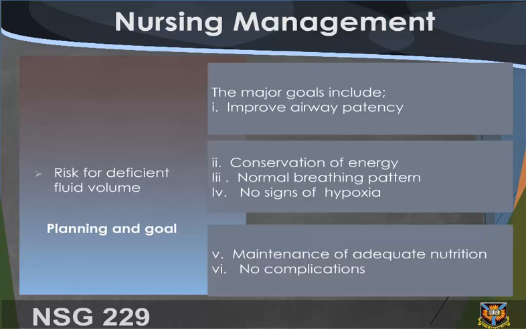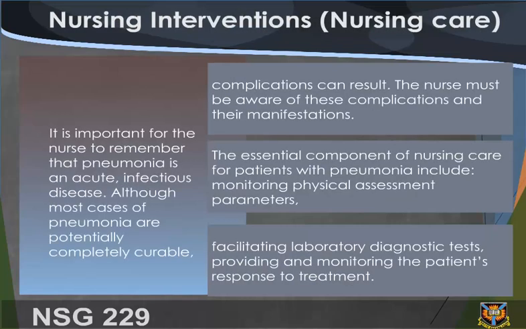Planning and goals. The major goals include: 1. Improve airway patency. 2. Conservation of energy. 3. Normal breathing pattern. 4. No signs of hypoxia. 5. Maintenance of adequate nutrition. 6. No complications.